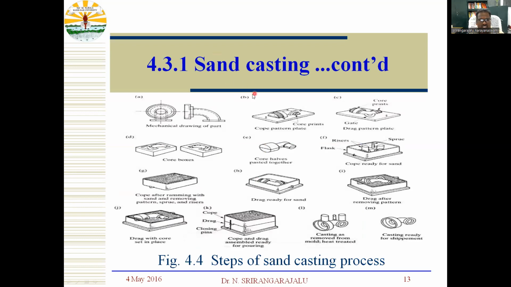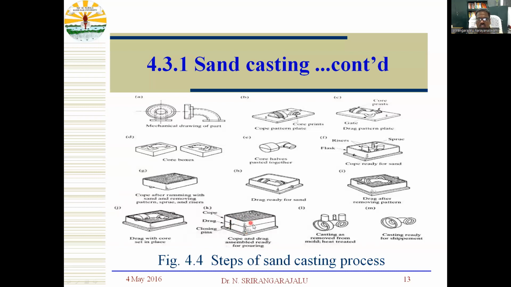Next, the sand casting method, with the mechanical drawing of the component: cope pattern plate, drag pattern plate, the boxes, cope ready for sand, and cope after ramming with the sand and removing the pattern, sprue and riser, drag ready for sand, drag after removing the pattern, and drag with the core set in place. This is the entire setup of the casting.